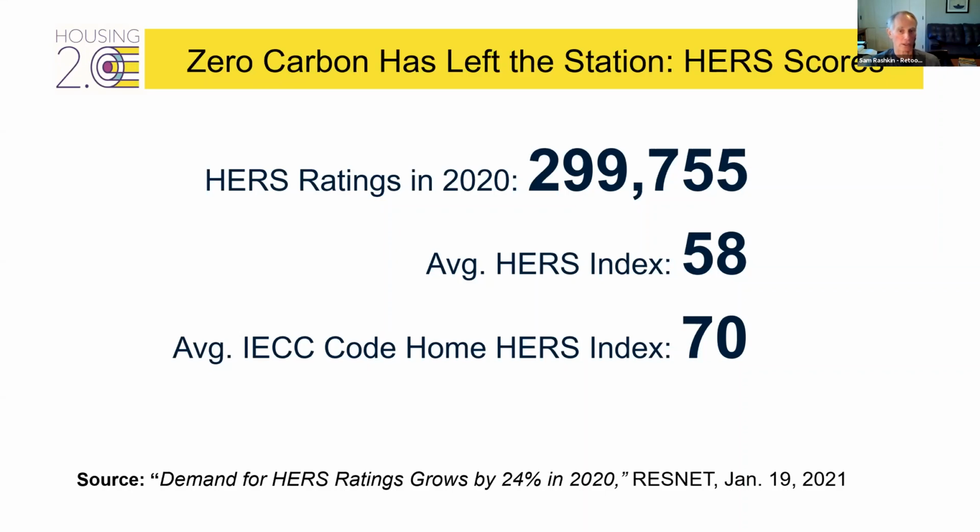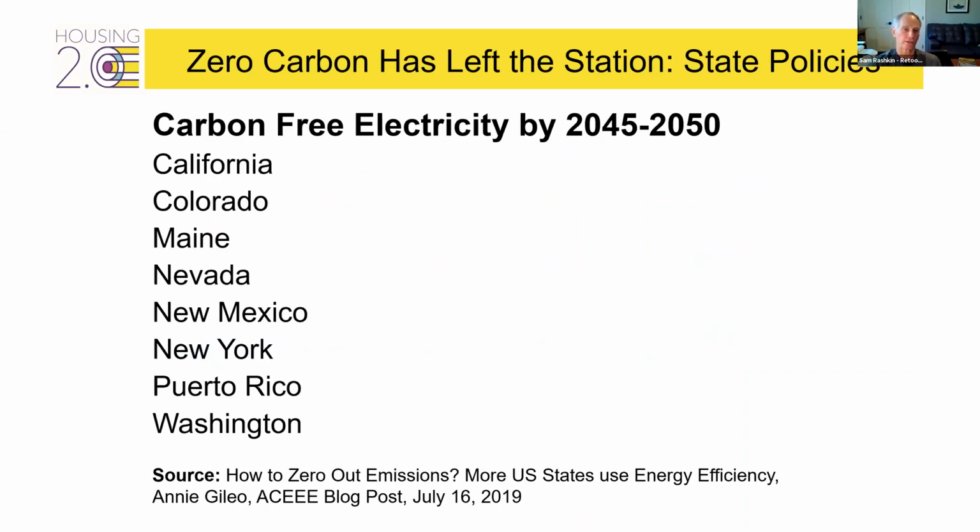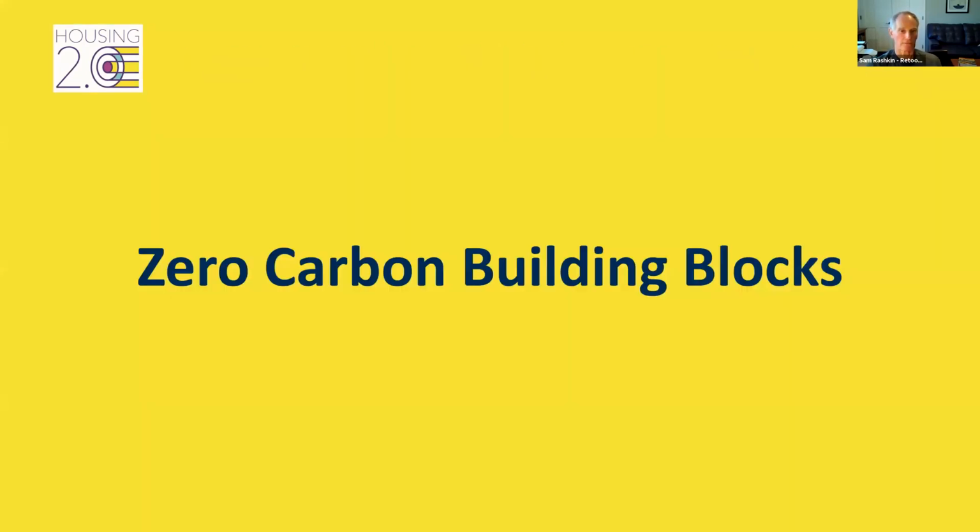And already we see a HERS index average for 300,000 homes out of, let's say, 650,000 single family homes, and we have a rating that's below 60, when the average IECC home at this time is about 70. So the market's going there just by looking at HERS scores. And we also can look at state policies, and across the board, we see more and more states making major commitments over the next 20 to 30 years to virtually be carbon-free in their electric production. So that's enough about just why I believe zero is the future.